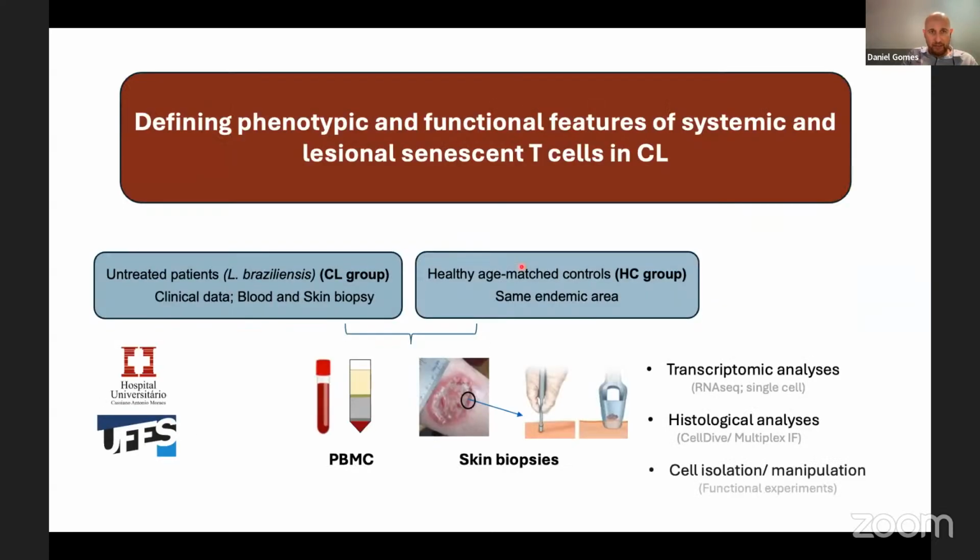Most of the data that I'm going to show here was obtained using PBMCs or skin biopsies from patients. These patients were attended here in Victoria, in the university hospital. There we took samples and did different experiments using different approaches, especially transcriptomic analysis, histological analysis, and cell isolation to perform functional experiments. As a control, in most of the experiments that I'm going to show, we used healthy aged-matched donors, who kindly accepted to donate PBMCs and also skin biopsies. And then we did all the comparisons between them.